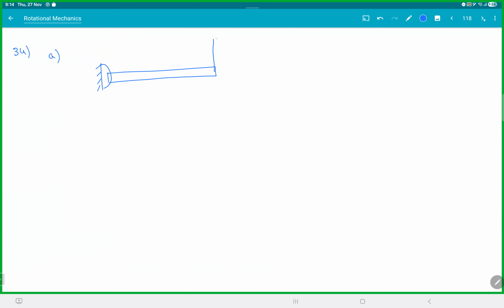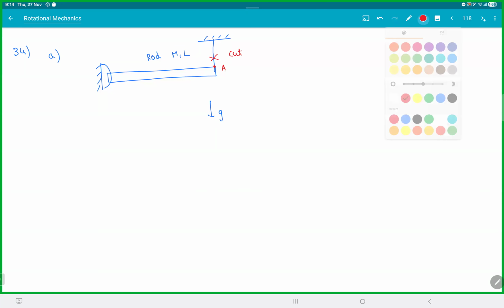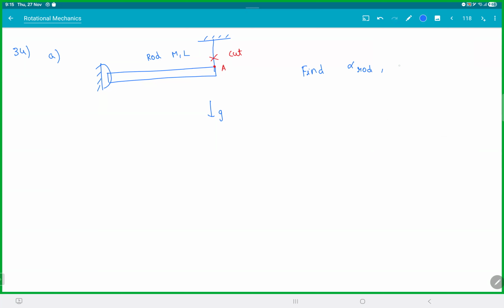Let's say we have a rod here. Mass m, length L, gravity is there. So you took a scissor and you cut at this point. Find alpha of the rod, acceleration of point A, and hinge reaction just after the string is cut. Because the moment you cut the string, the rod will try to swing like this. So things will start moving. And hinge reaction just after cutting. This is an easy one. Let's see how you handle this.